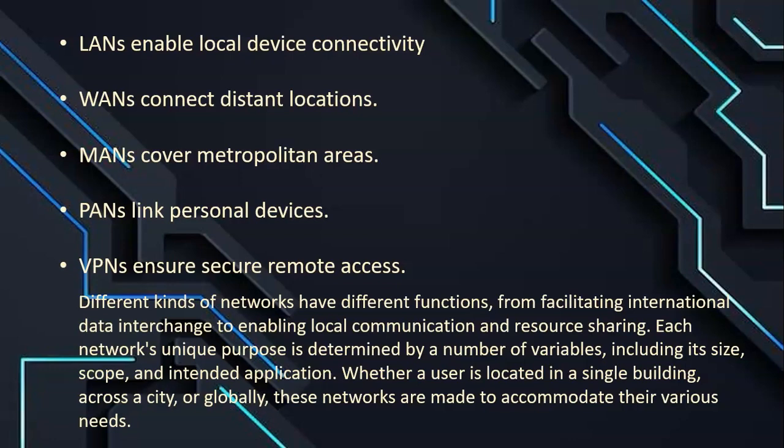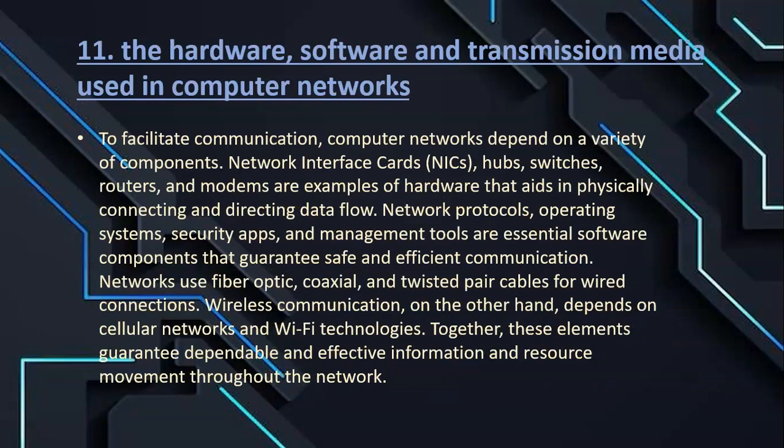Different kinds of networks have different functions, from facilitating instructional data interchange to enabling local communication and resource sharing. Each network's unique purpose is determined by a number of variables, including its size, scope, and intended application. Whether a user is located in a single building, across a city, or globally, these networks are made to accommodate their various needs. The hardware, software, and transmission media used in computer networks.